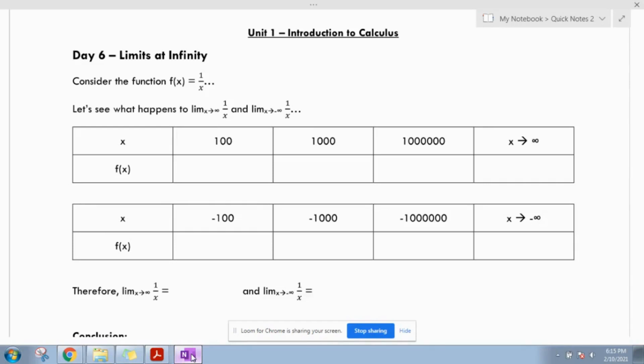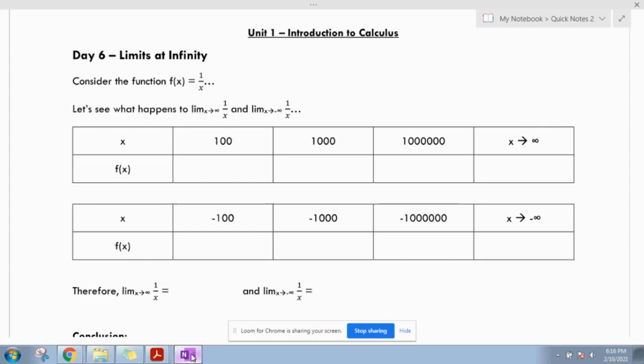In today's lesson, we're going to talk about limits at infinity. So in day 5 and in day 3, we looked at limits where x was approaching some number, right? It could have been a fraction, it could have been an integer, but it was always approaching a physical number. Today, we're going to take a look at what happens when x is approaching infinity or negative infinity. How do we evaluate those types of limits?